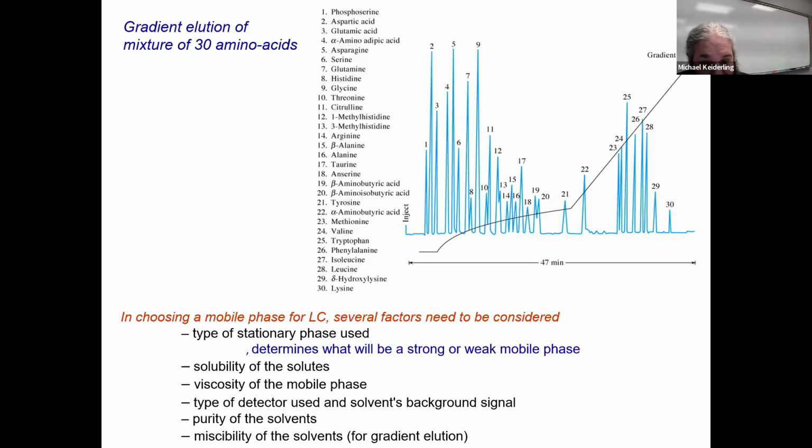And in choosing a mobile phase, you need to consider several things. The type of stationary phase that is used, which determines what will be strong or weak. The solubility of your solutes, the viscosity of the mobile phase, the type of detector that's used, and the solvent's background signal in that detector. The purity of the solvents, and the mixability of the solvents for a gradient elution. They need to mix.